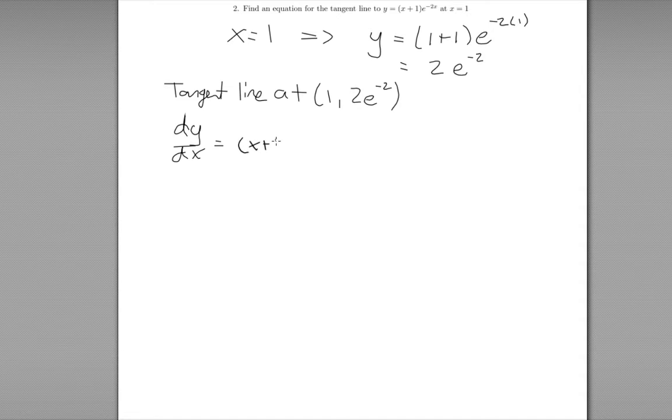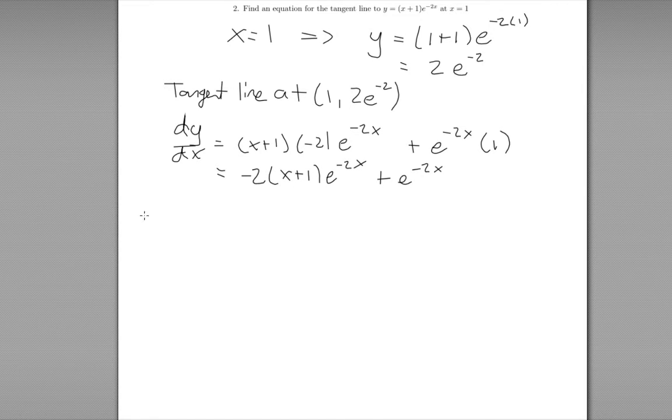So let's leave the first function alone and take the derivative of the second. The derivative of the second, using the chain rule, is negative 2 e to the negative 2x. And then we leave the second function alone, e to the negative 2x, and take the derivative of the first function with respect to x, which is just 1. So now this becomes negative 2 (x plus 1) e to the negative 2x plus e to the negative 2x.